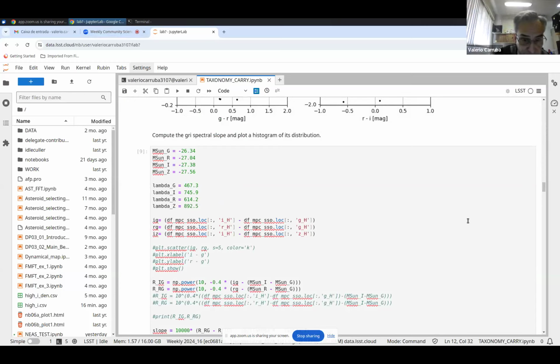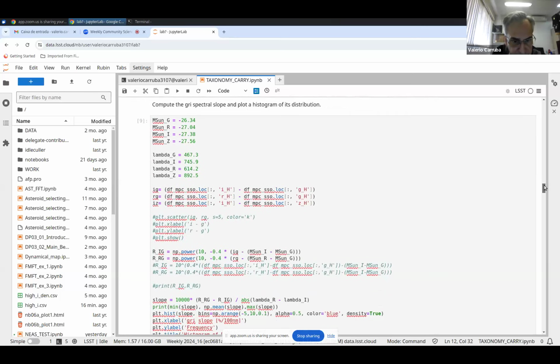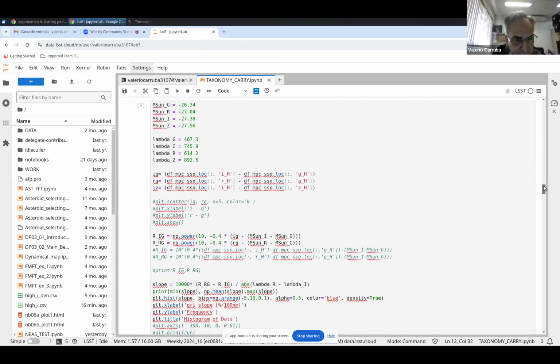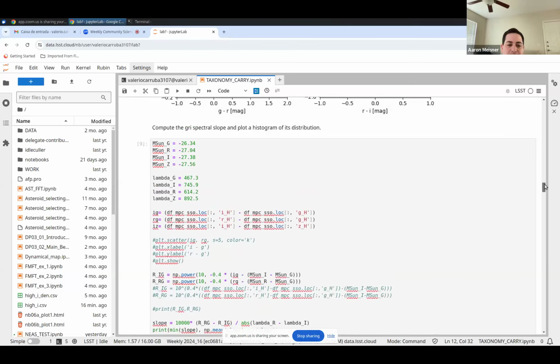If you apply the method of DeMeo and Carry, you will need to use the photometry of the Sloan system. And you may need to apply some corrections. So I believe that the data that we use here are related to the Sloan data. But yeah, maybe.